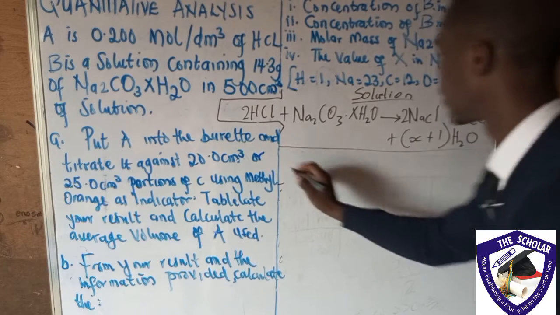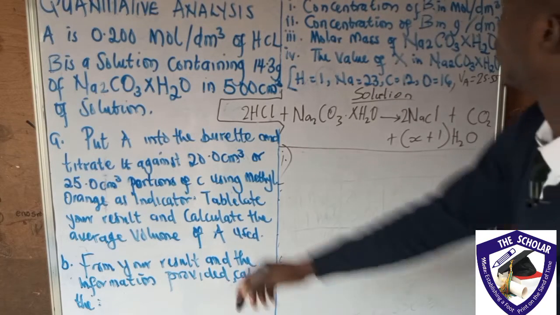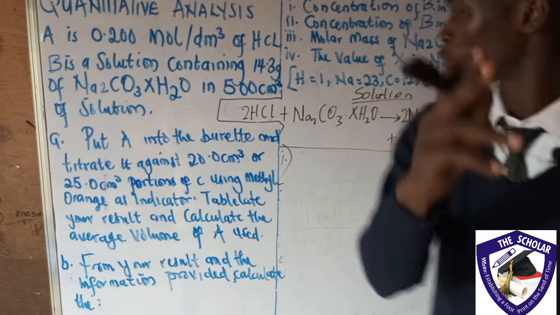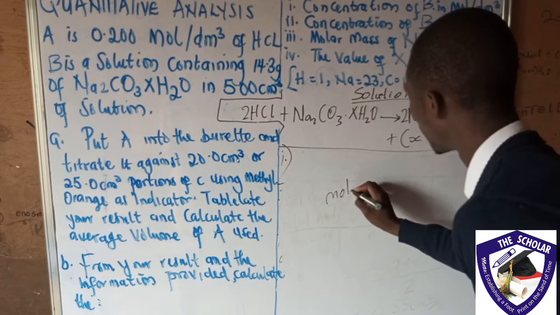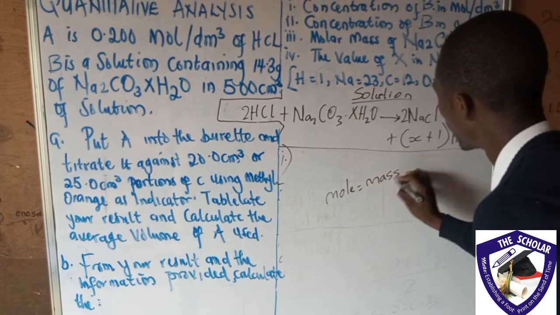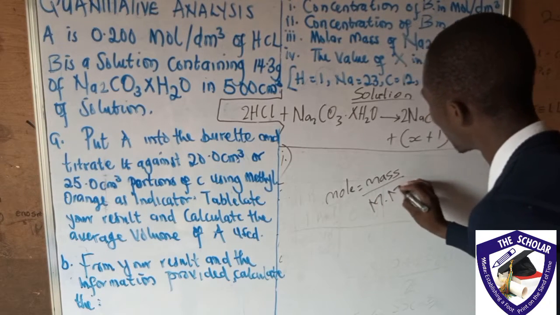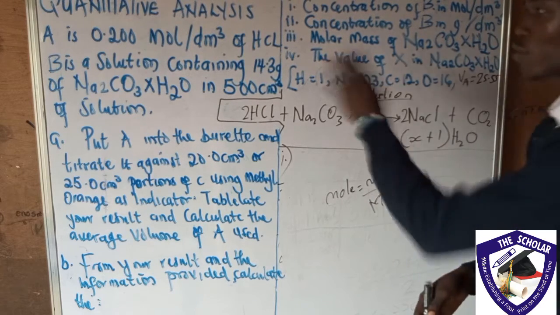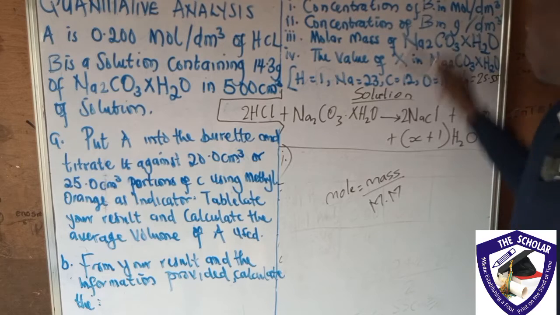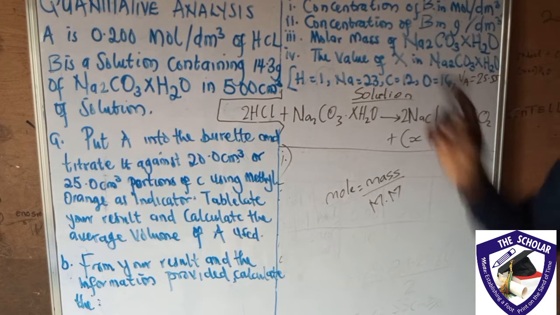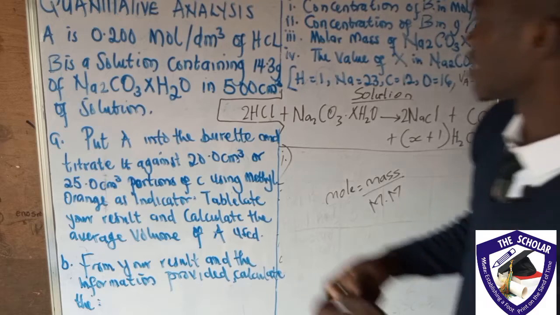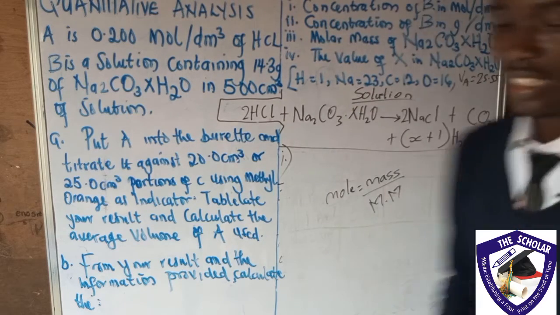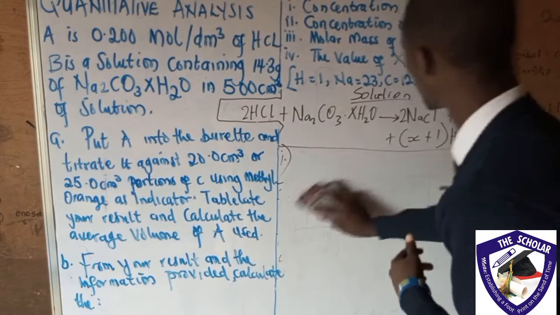Now, let's go. The first question says, calculate the concentration of B in mole per dm cube. The first formula that should come to your mind is mole equals mass over molar mass. First check if this formula can solve your problem. What we are looking for is the concentration of B in mole per dm cube. Our mass, do we have mass? Yes, we have mass. The molar mass, do we have the molar mass? We don't have it yet. So this formula, we can't use.